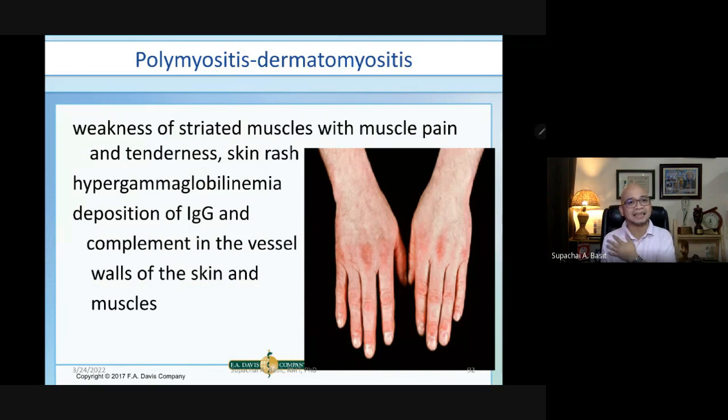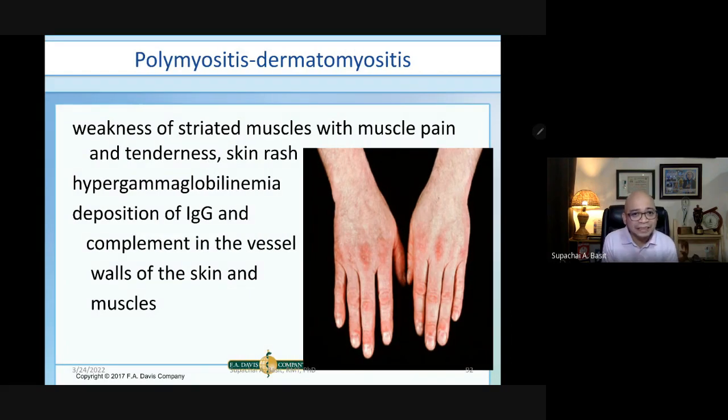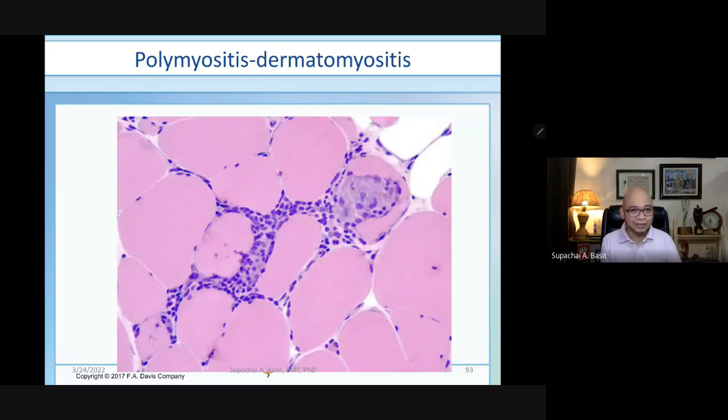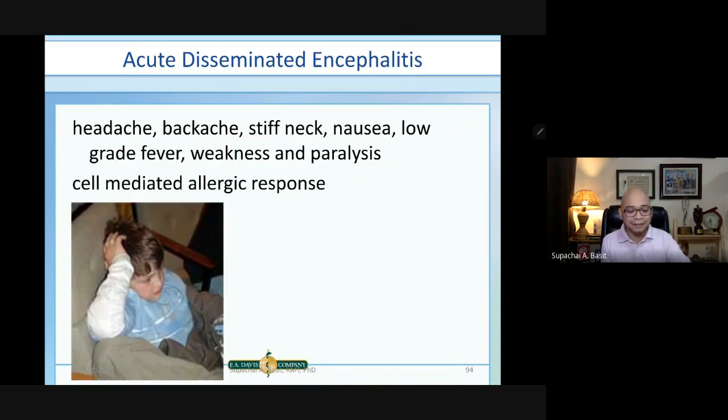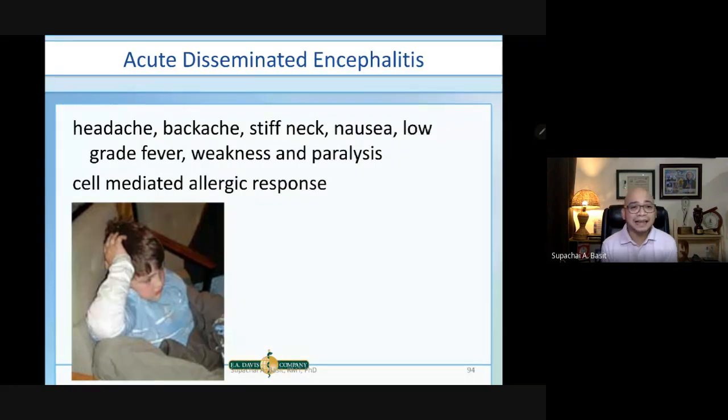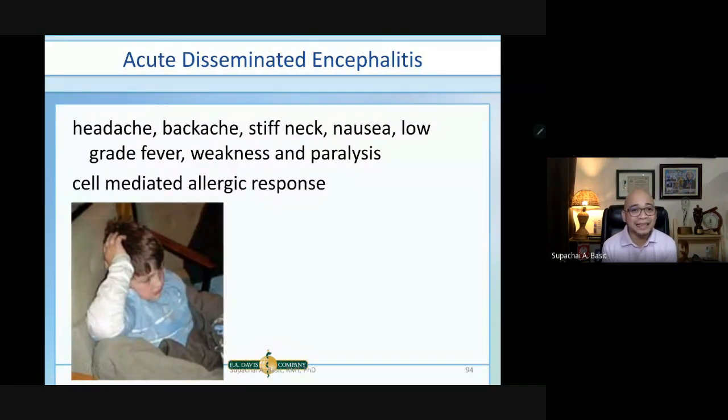of the skin. And then polymyositis, dermatomyositis is another example of autoimmune disease characterized by weakness of striated muscles with muscle pain and tenderness of the muscle, characterized also by skin rash. So this one is characterized by hypergammaglobulinemia, deposition of IgG, and complement in the vessel walls of the skin and muscles. So yeah, this is how the tissues look like in cases of polymyositis, dermatomyositis.